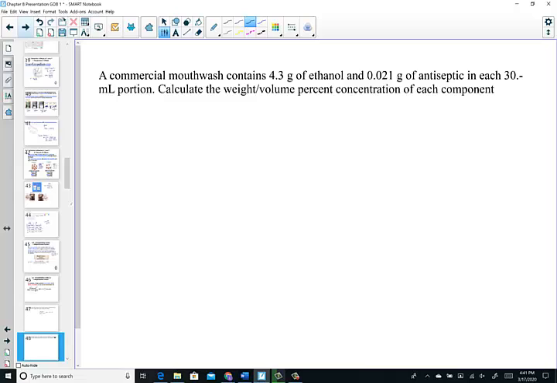In a commercial mouthwash, we have 4.3 grams of the solute called ethanol and 0.021 grams of another active ingredient of antiseptic in each 30 ml portion. So we have 2 different solutes being dissolved in a 30 ml portion, and that would be the volume of the solution. Calculate the weight by volume percentage of each component. So we need 2 answers, don't we? 2 separate answers.